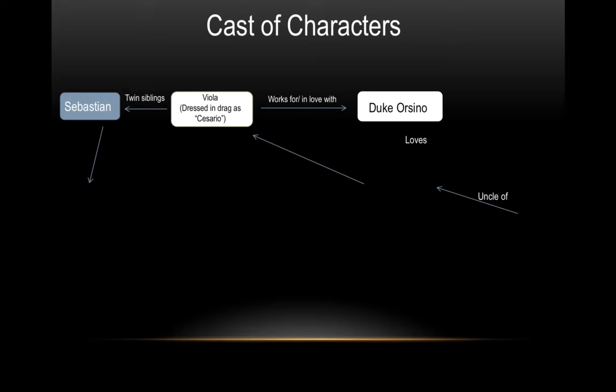Meanwhile, Sebastian washes up with this guy named Antonio, and Antonio and Sebastian become fast friends, and so Sebastian and Antonio decide that they will set off along a different road and try to make sense of Sebastian's situation. And again, Sebastian thinks that Viola has died, and Viola thinks that Sebastian has died, so they're both mourning each other.